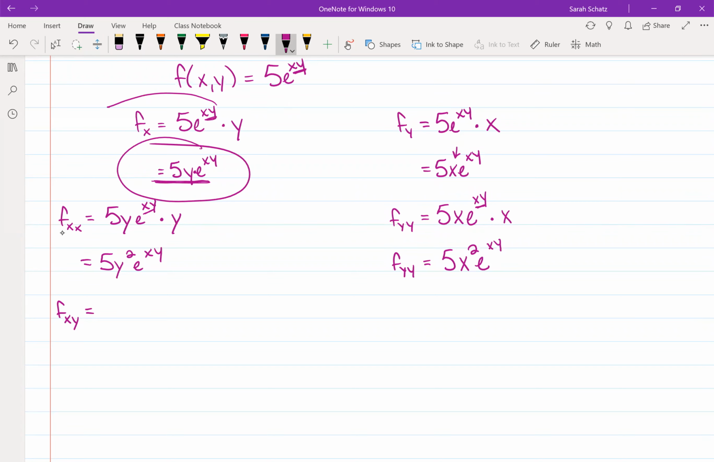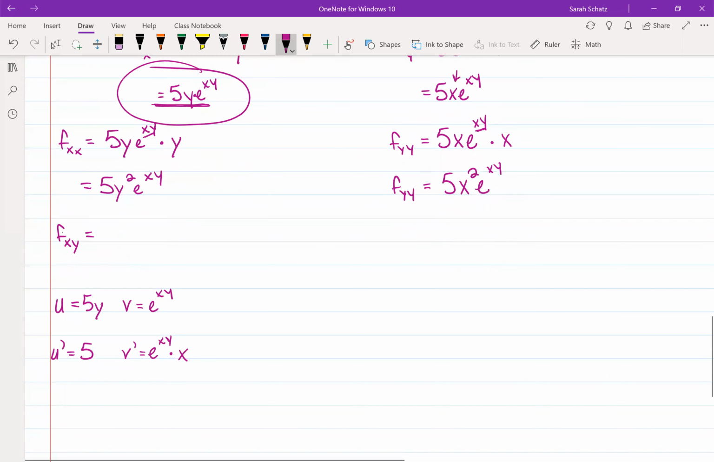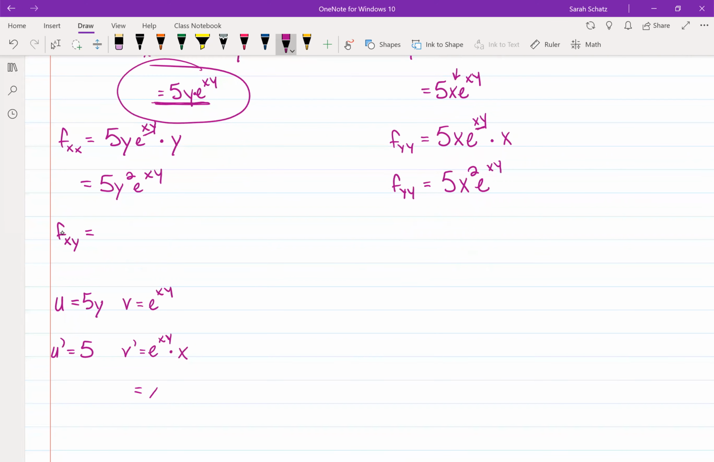You guys, so for this fxy, I need u's and v's. So you guys, I'm going to say u is 5y, v can be e to the xy. So remember, we're going with respect to y, so du is just 5. dv is going to be e to the xy. Remember, with respect to y, we bring down the x as the derivative of xy. So we can just call it xe to the xy.